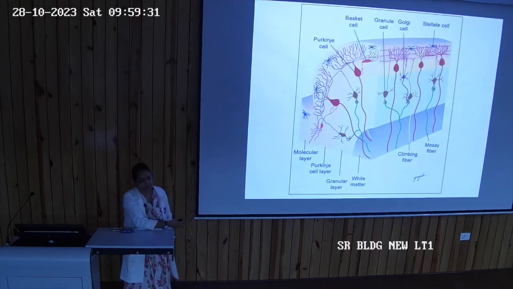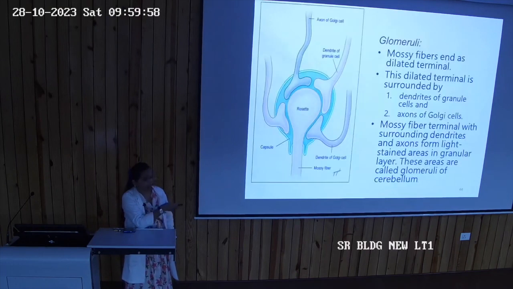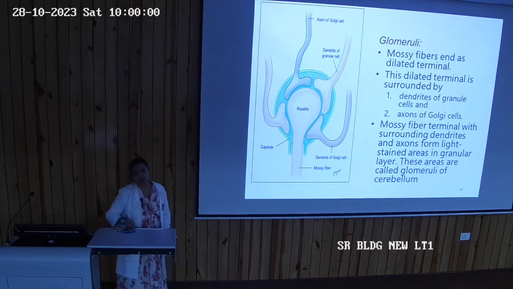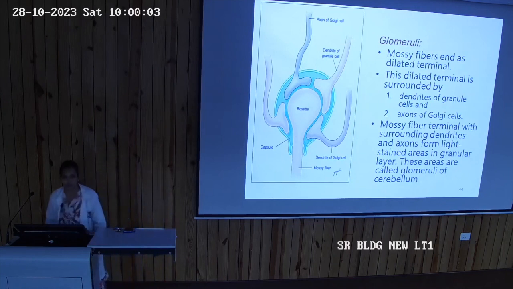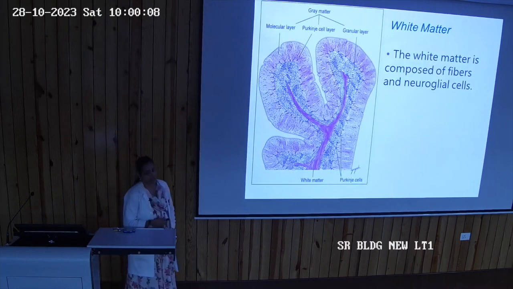In the superficial layer there are two types of cells, stellate and basket. In the middle layer they are flask shaped large cells which are Purkinje cells, and in the innermost we have Golgi and granule cells. Two types of fibers are interrupting here. One is climbing fibers, another one is mossy fibers. Mossy fibers synapse in the granule layer, and climbing fibers synapse in the molecular layer. Now, this synapsing forms a lightly stained area around the fibers of granule, Golgi and mossy fibers. This is known as the glomerulus of cerebellum.